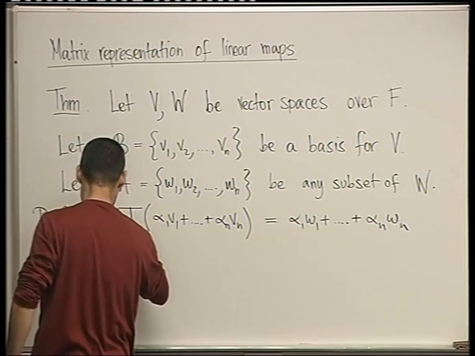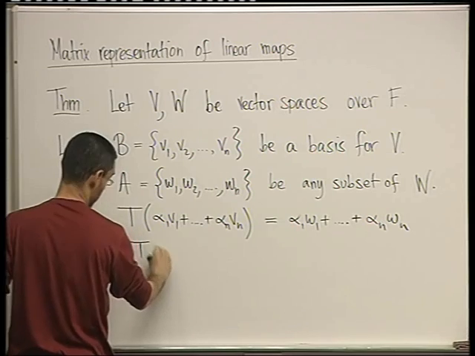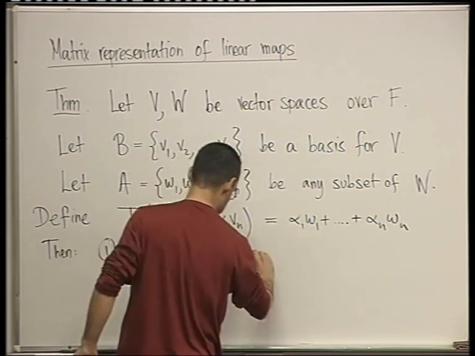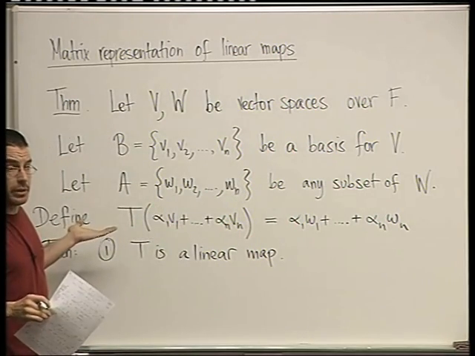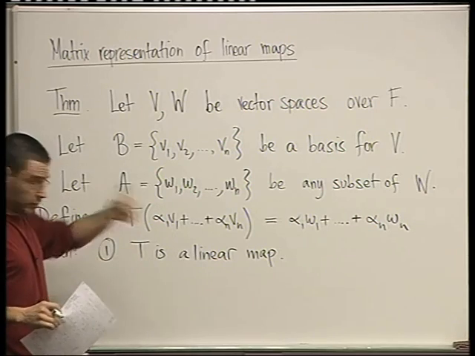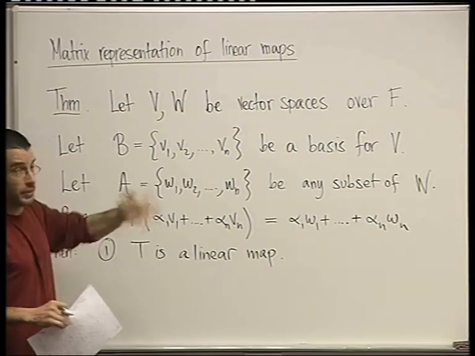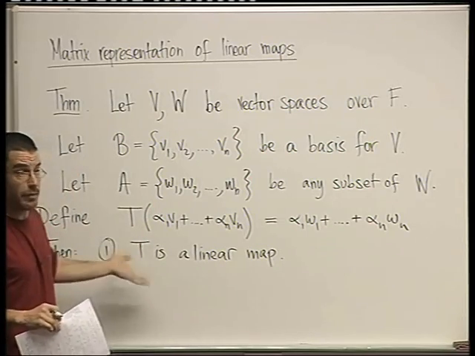there are three statements. One, T is a linear map. This requires proof. I just told you what it does. Why is it linear? Okay, you have to show it. You have to show that T of U plus V is T of U plus T of V, and that alpha T of V is T of alpha V, right? You have to prove it.